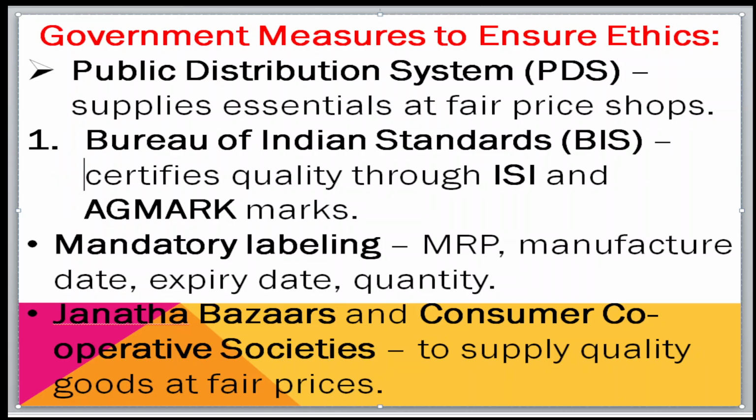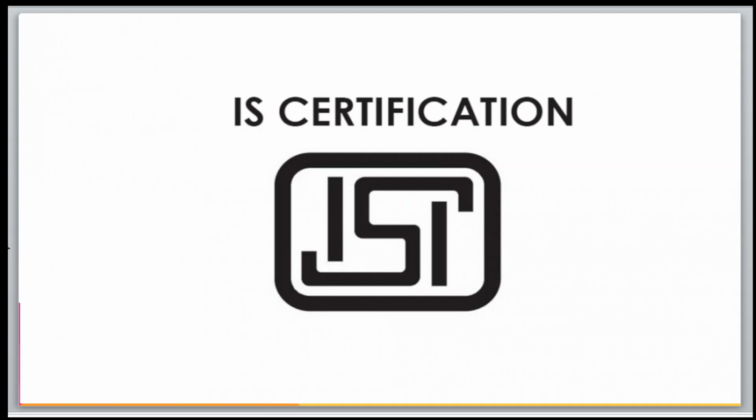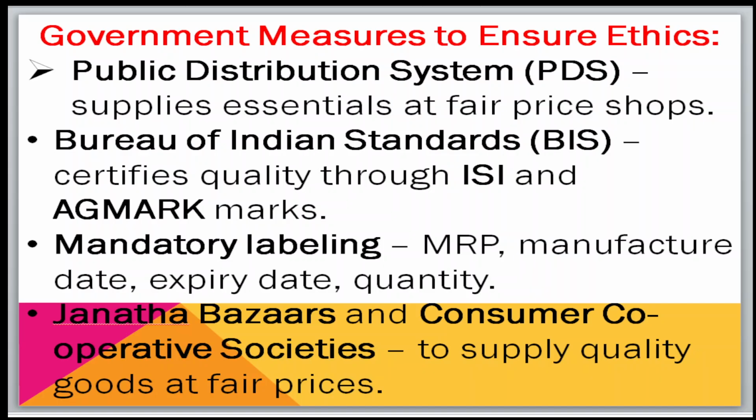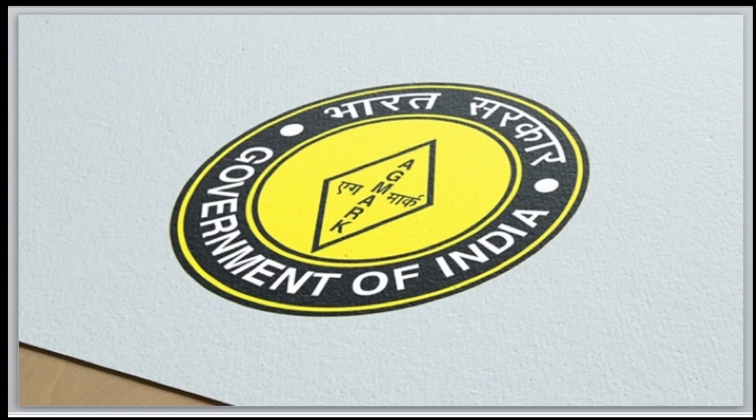Next, the Bureau of Indian Standards, BIS, certifies quality through the ISI mark. It is a trademark, India's certification bureau, the Bureau of Indian Standards. It provides the ISI number, which will be on every product. Next, there is Agmark also, which shows the goods belong to India, certified by the government of India.